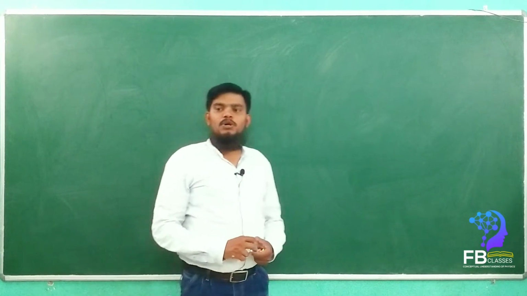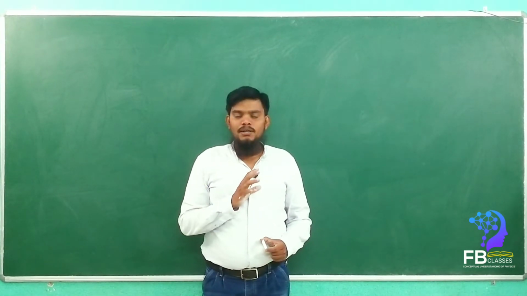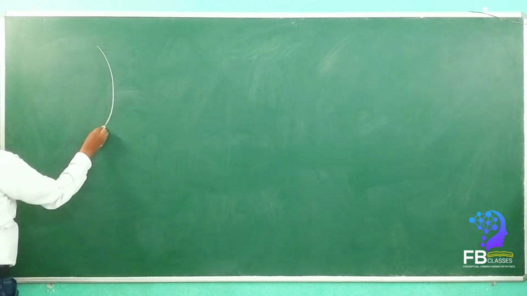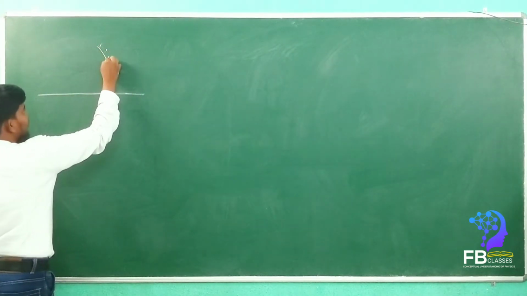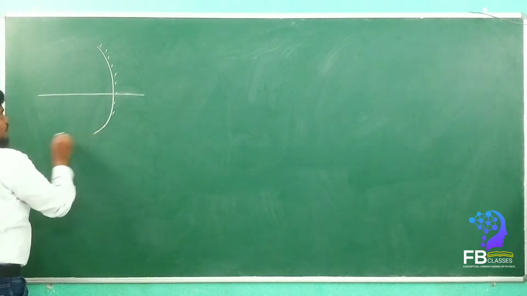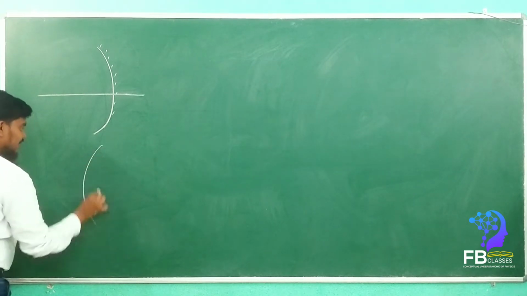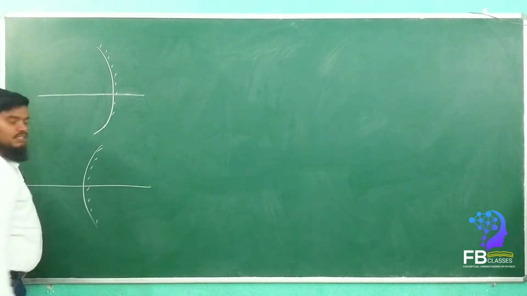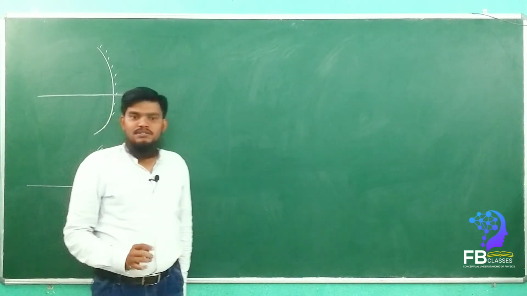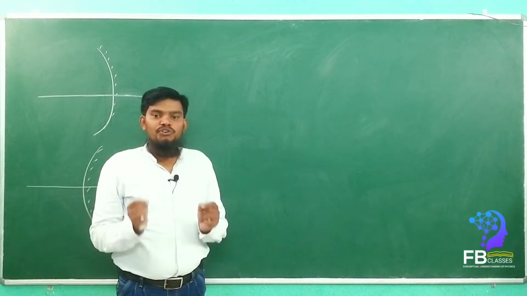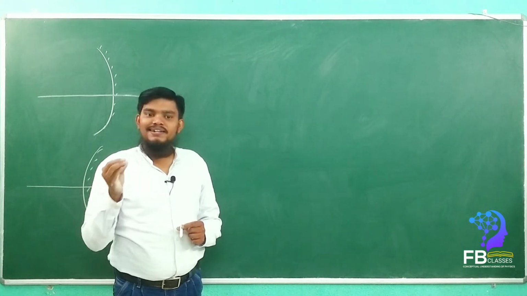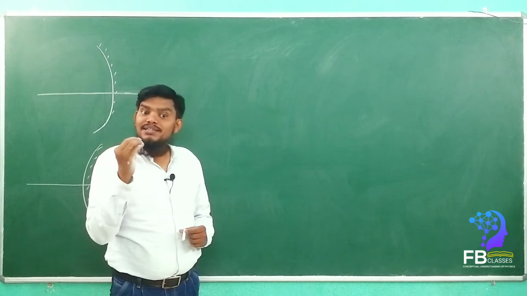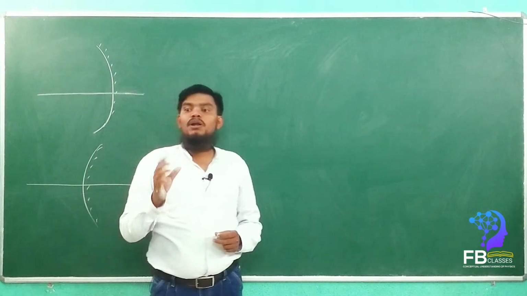Now we are going to learn about principal focus and focal length. See here, this is a concave mirror and let this be a convex mirror. Principal focus means the point where the paraxial rays actually meet or appear to meet. That point we can call the principal focus.